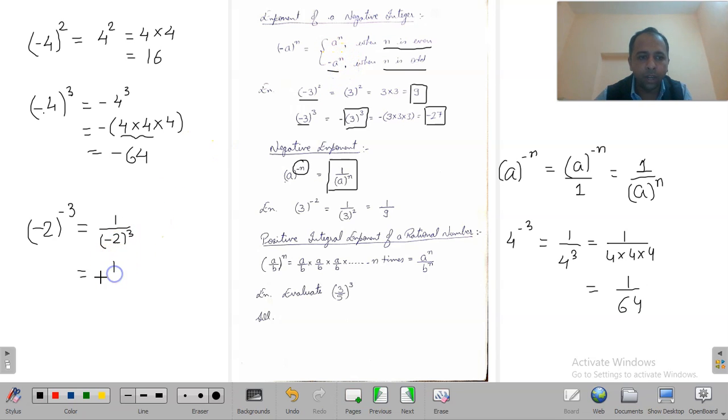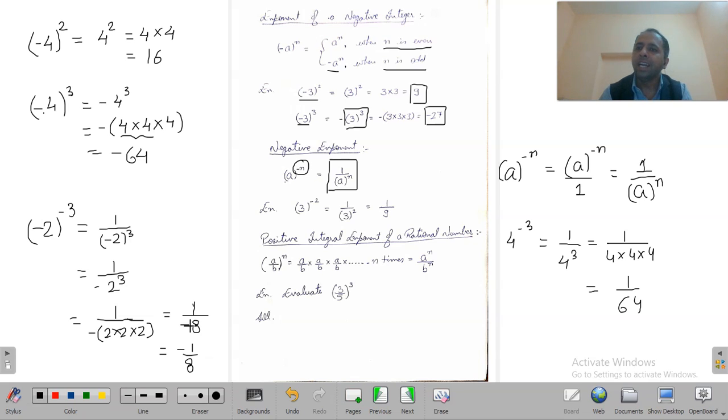So it will be 1 upon minus of 2 to the power 3. And how much is 2 to the power 3? It will be minus of 2 multiplied by 2 multiplied by 2. So 1 upon 2 multiplied by 2 multiplied by 2 is how much? 8. So it will be minus 8, and this can also be written as minus 1 upon 8. 1 upon minus 8 can also be written as minus 1 upon 8. This we have understood in chapter number 1, rational numbers.